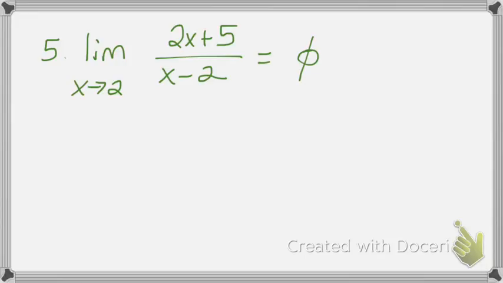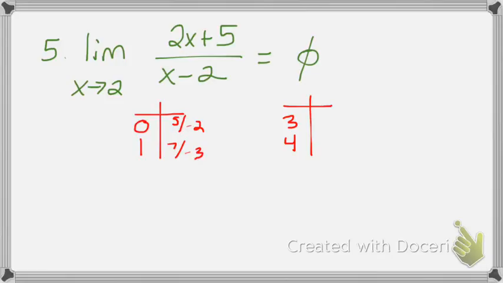Now, if you weren't sure and you absolutely wanted to do something else, you could make a little chart for both sides of 2. Maybe you would want to know what's going on around 0 and 1 and what's going on at 3 and 4. You could plug those numbers in. If I plug in a 0, I get 5 over -2. If I plug in a 1, I get 7 over -3. If I plug in a 3, that would be 11 over 1. If I plug in a 4, it would be 13 over 2. And then I would graph it.